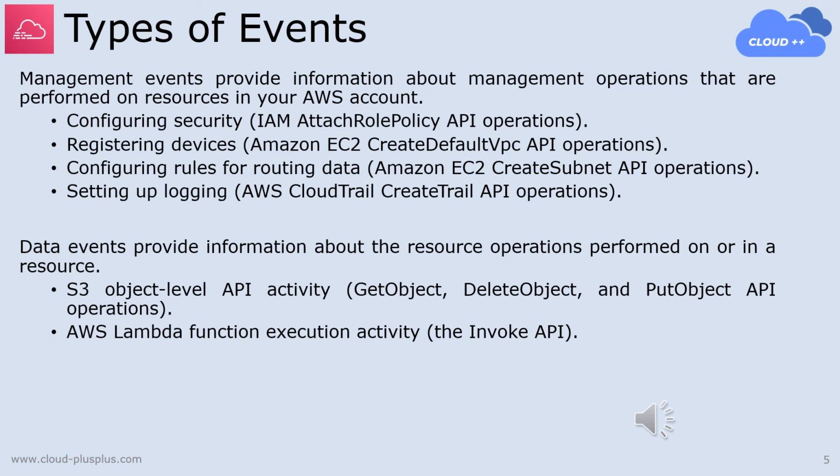AWS Lambda data events record execution activity of your Lambda functions. With Lambda data events, you can get details on Lambda function executions, such as the IAM user or service that made the invoke API call, when the call was made, and which function was executed.